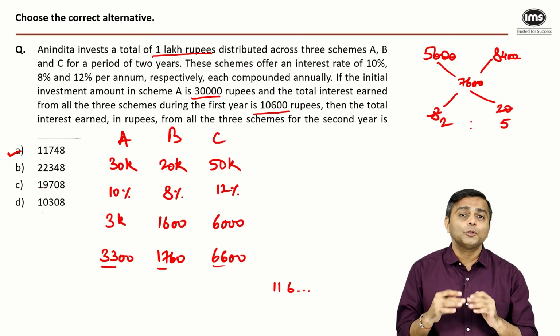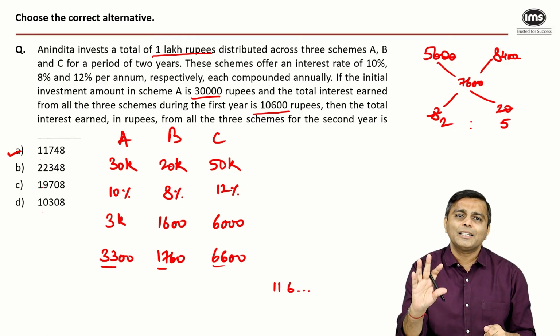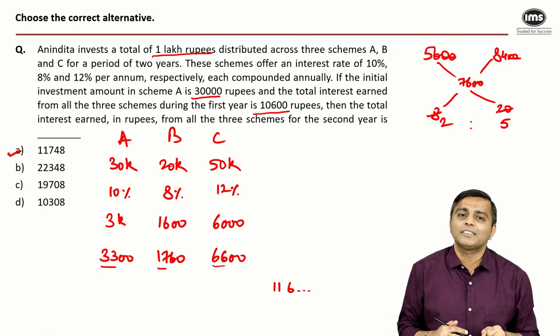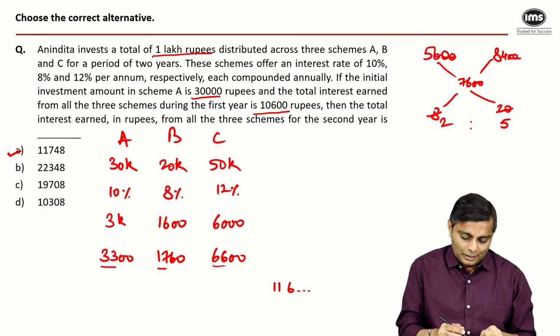Okay, so I hope you've understood. This is our approximate calculation, 11,600 something I'm getting. Our closest option is 11,748. Now, let's see a shortcut method here.